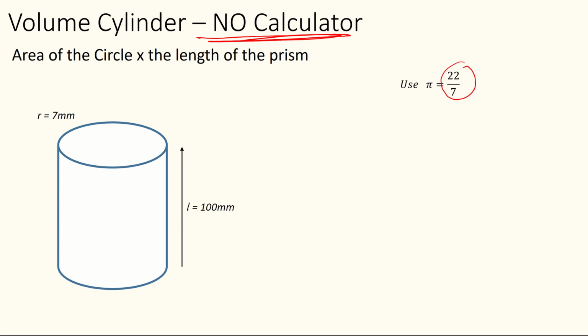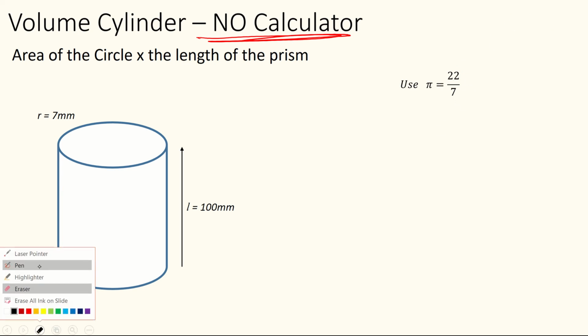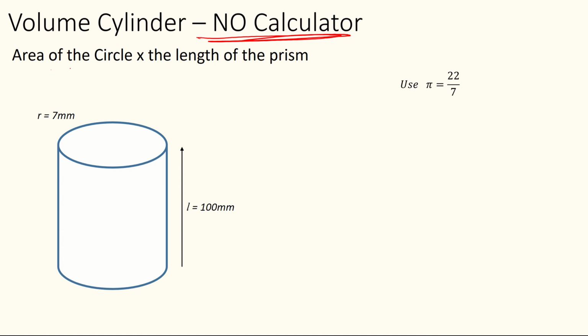If you were to just do 22 divided by 7 in the calculator, it actually equals 3.142, and there's more numbers after that. It is then the closest fraction to the actual number pi. Right, let's do this. So remember, it's the area of the circle, which we're going to deal with first.